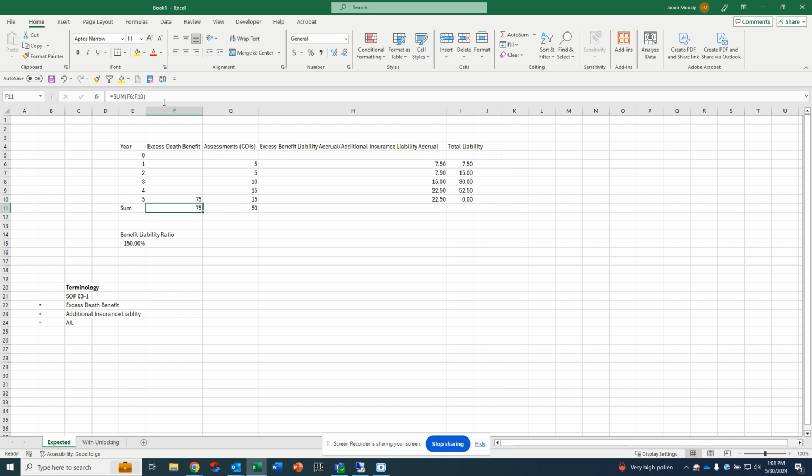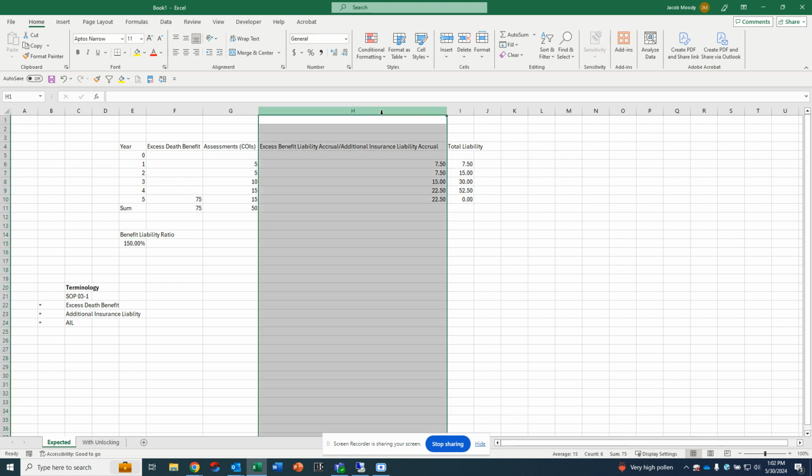Again, this is not necessarily to suggest that this product is unprofitable. Perhaps you received a huge premium at the very beginning and you're getting a lot of interest on it. But according to SOP 03-1, you're only comparing the excess death benefit with the COIs, or whatever you determine are the assessments that you receive. If the benefit liability ratio is above 100%, as in this case where I have excess death benefits exceeding our COIs, I need to establish an AL. Also note I just threw out the discount factor, so there are no interest rates here, just for simplicity's sake.